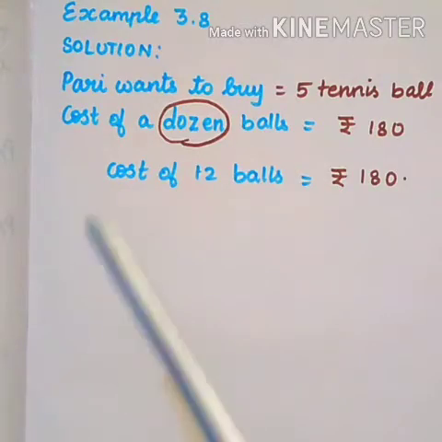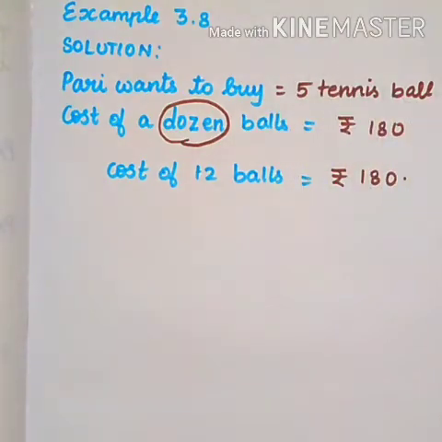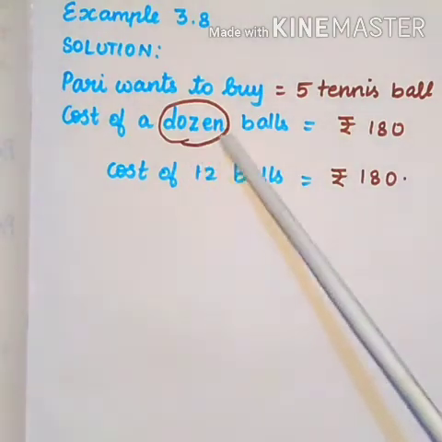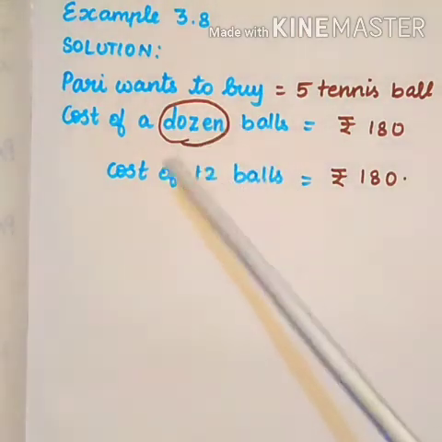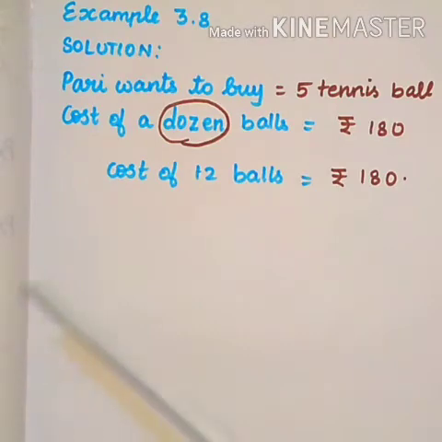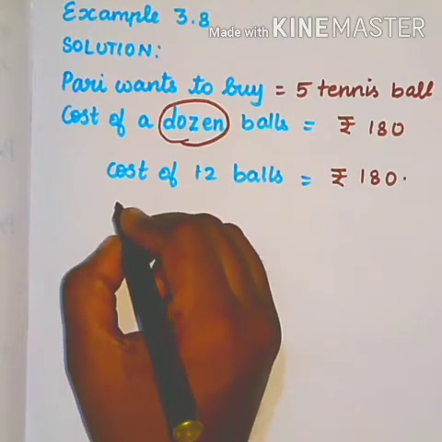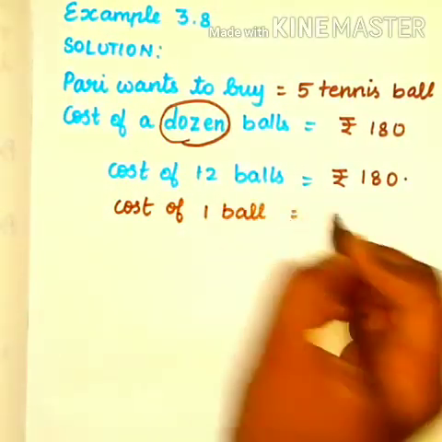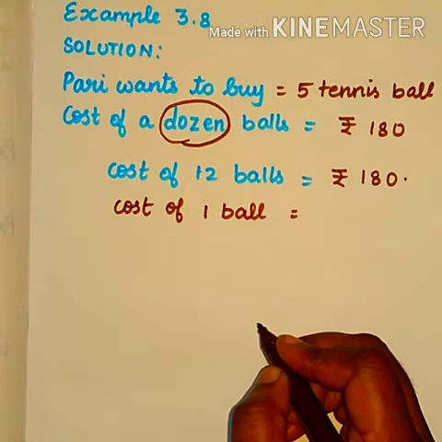Here the given question is Pari wants to buy 5 tennis balls. The cost of a dozen balls equal to rupees 180. Here the word dozen represents what? Yes, 12. 1 dozen equal to 12. So you have to find the value of, that is cost of 1 ball. Cost of 1 ball equal to. Students, how do you find the cost of 1 ball? Using the unitary method, first you have to find the value of 1 unit. Then you have to find the required number of units.